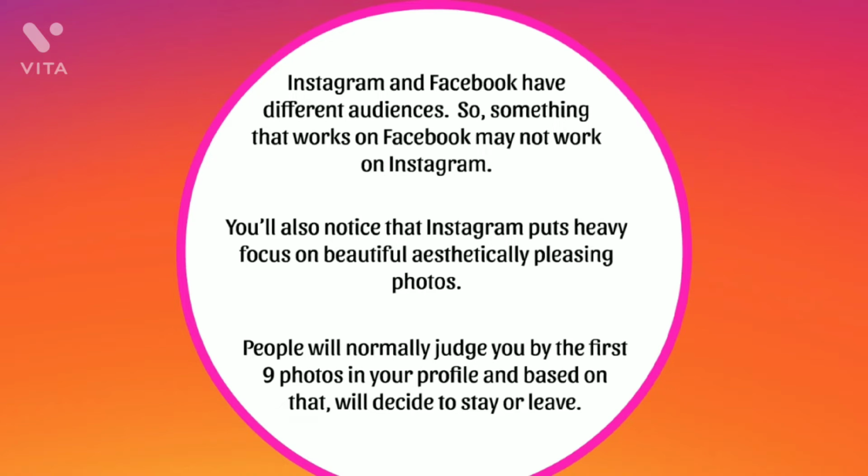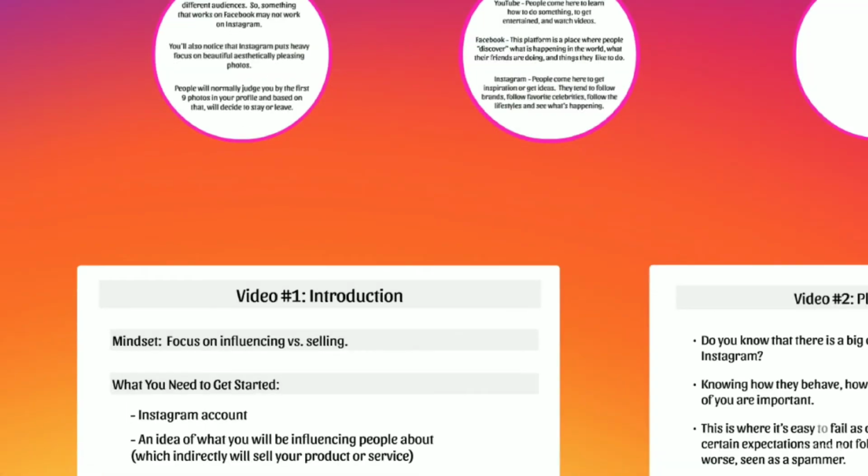Now, here's a little tip. When people go to your Instagram profile, they're going to see about a few images. And people will normally judge you based on the first 9 photos in your profile. And based on that, they will decide to stay or they will decide to leave. So you've got to make sure that you choose your best 9 photos up front. So when somebody comes to your Instagram profile, they see the best of the best, right?